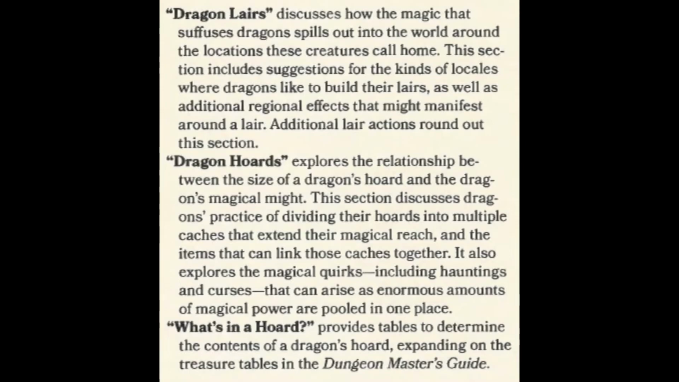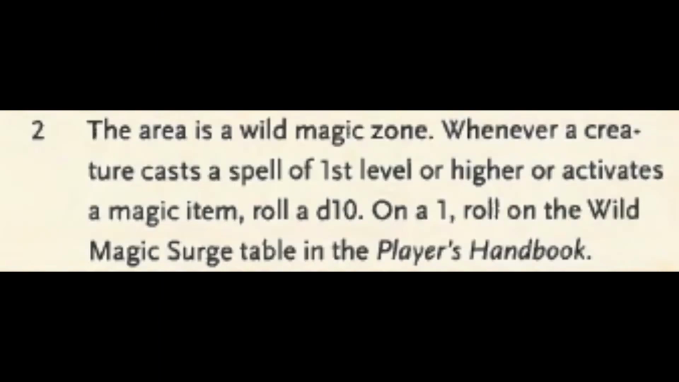So with that being said, lair location, I went with number 2. The area is a wild magic zone. Whenever a creature casts a spell of first level or higher, or activates a magic item, roll a d10. On a 1, roll on the wild magic surge table in the Player's Handbook. I thought that just made a lot of sense. I thought that'd be pretty cool too.